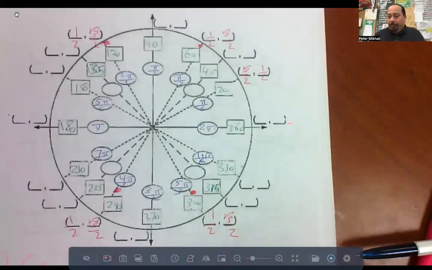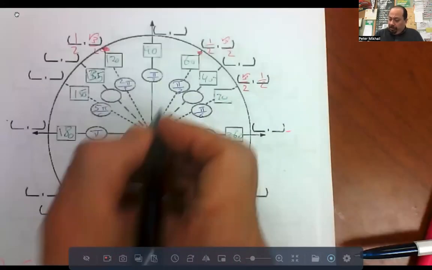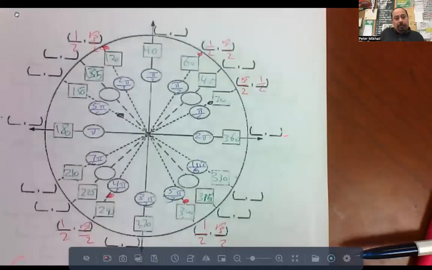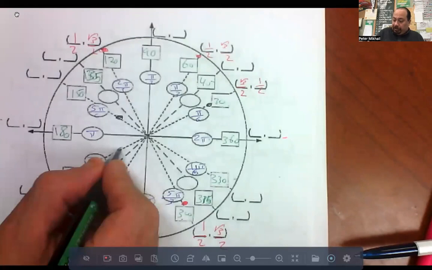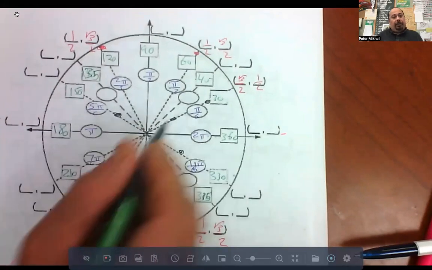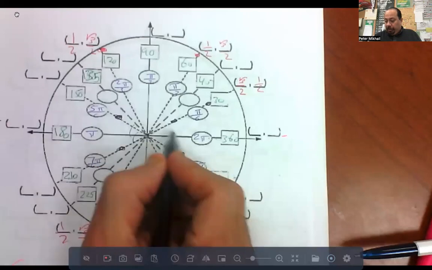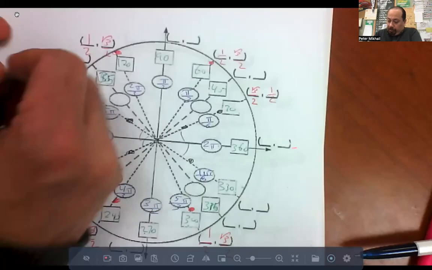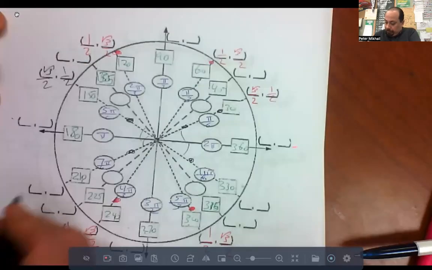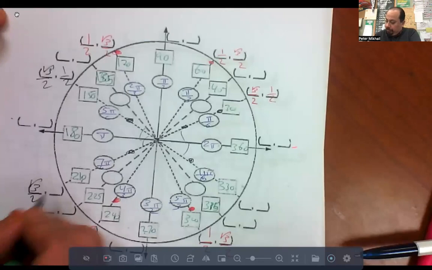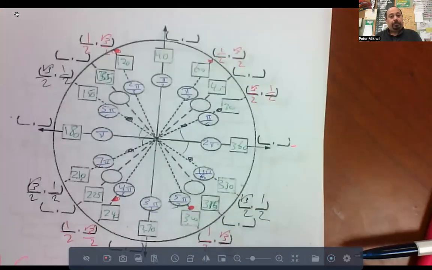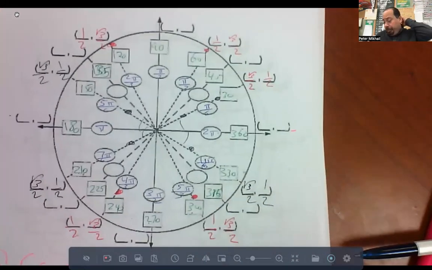What else? How about the 30? 30 is here. Which angles have a reference of 30? The 150. And remember, the bow tie: 150 is the same as 210, same as 330. These 4 angles have the reference of 30. 30, 30, 30, 30. So we copy. That will be radical 3 over 2, 1/2 for all of them.